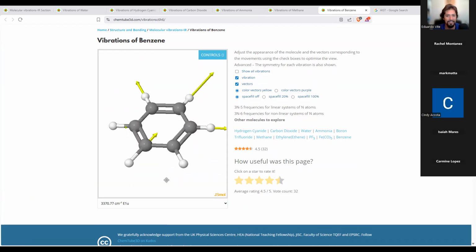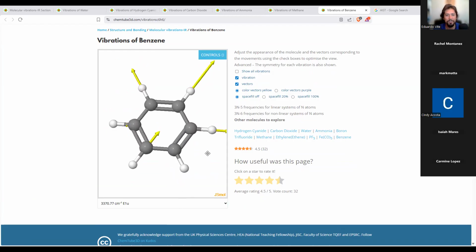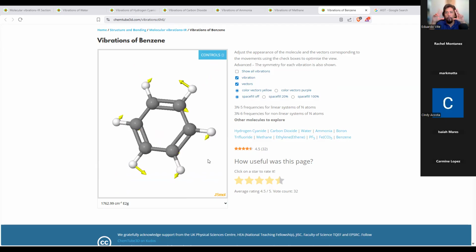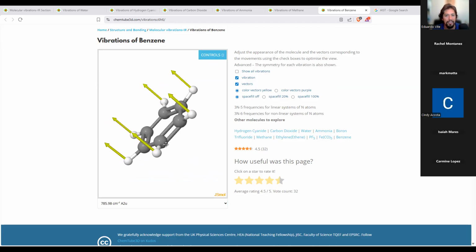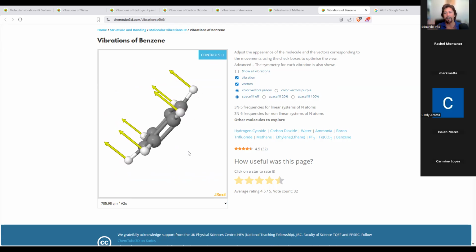Let's take a look at this one. This one is kind of asymmetric. All right. Let's see this one at 1762. This one's more like a wagging, like wiggling kind of motion, right? It's more like just moving around. And then let's see the lowest energy one. Yeah, so this is called out of plane bending. All of the bonds are bending out of the plane of the molecule. You see that?